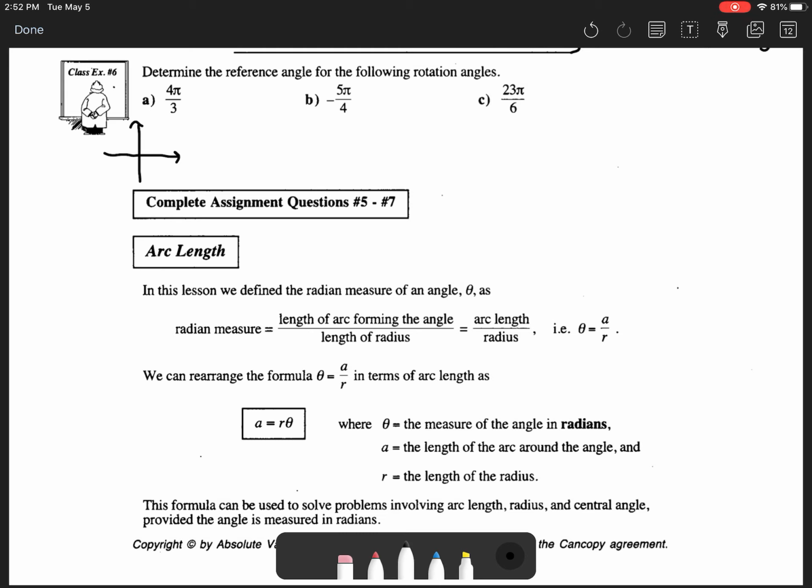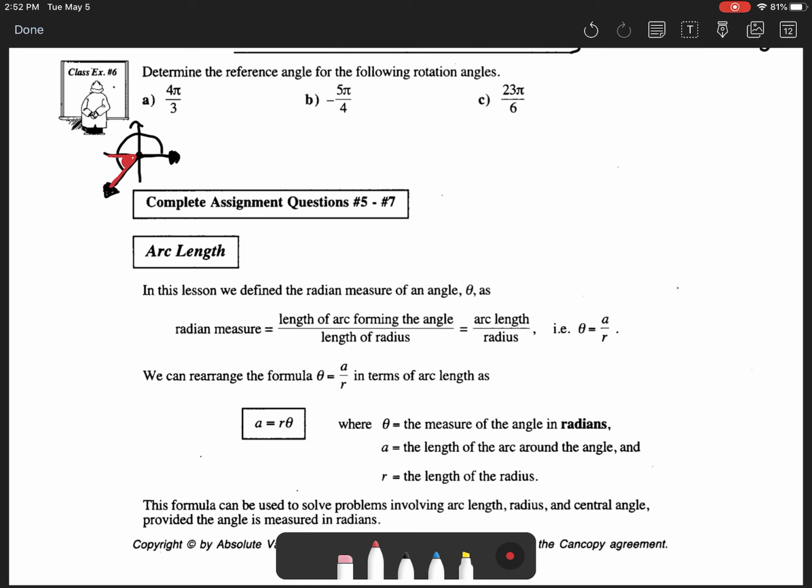Now, 4 pi over 3, remember pi is like 180, so you're basically looking at, in this question, 4 times 180, and then divided by 3, which is like 240 degrees. So I have a rotation angle that is over here, okay? 240 degrees, which is 4 pi over 3. So to find the reference angle, by definition, remember the reference angle is between the terminal arm and the x-axis. So this angle in here is my reference angle.